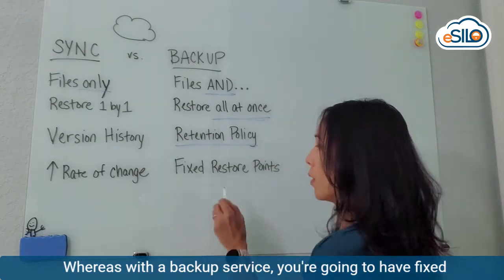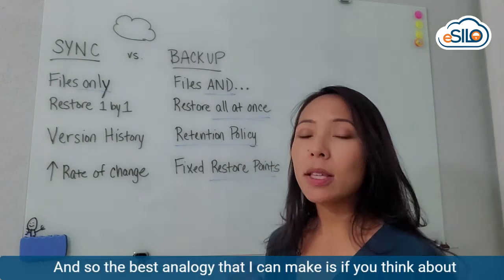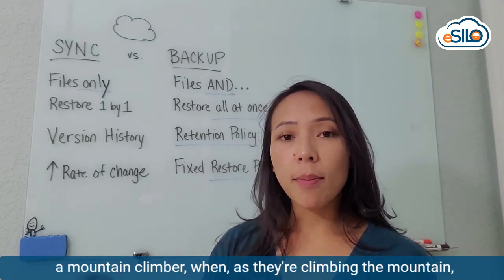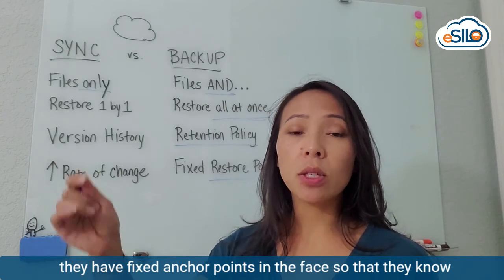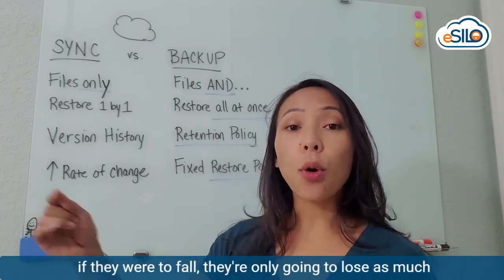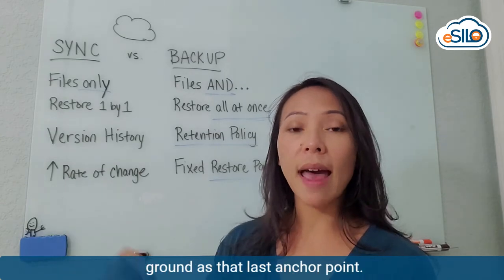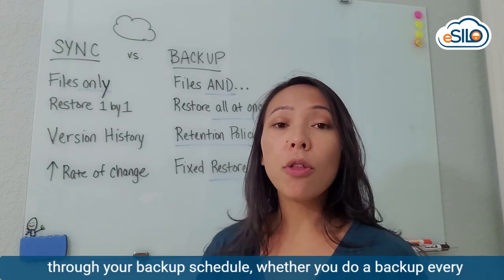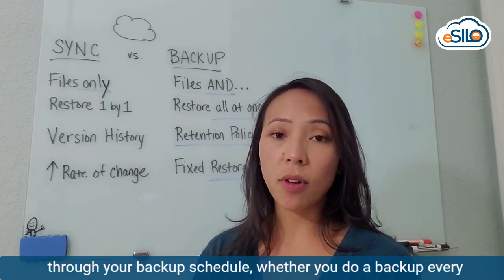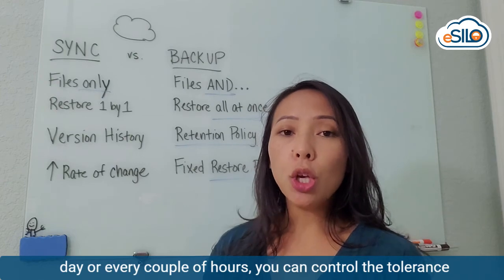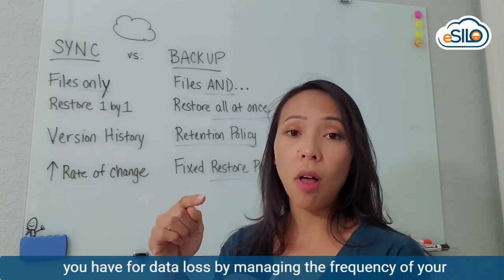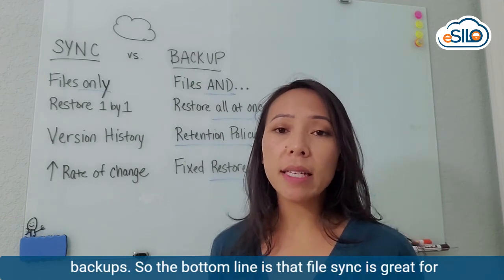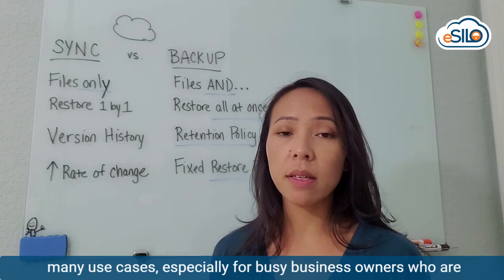Whereas with a backup service, you're going to have fixed restore points. And so the best analogy that I can make is if you think about a mountain climber. As they're climbing the mountain, they have fixed anchor points in the face so that they know if they were to fall, they're only going to lose as much ground as that last anchor point. And since you can control how often those anchor points are through your backup schedule, whether you do a backup every day or every couple of hours, you can control the tolerance you have for data loss by managing the frequency of your backups.